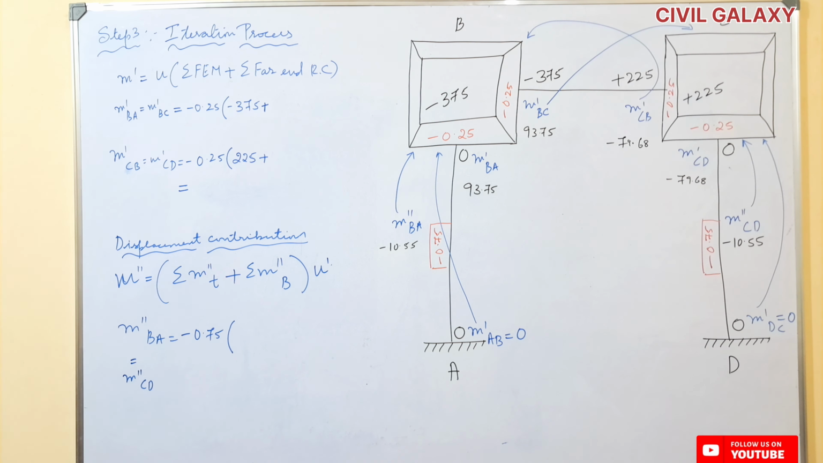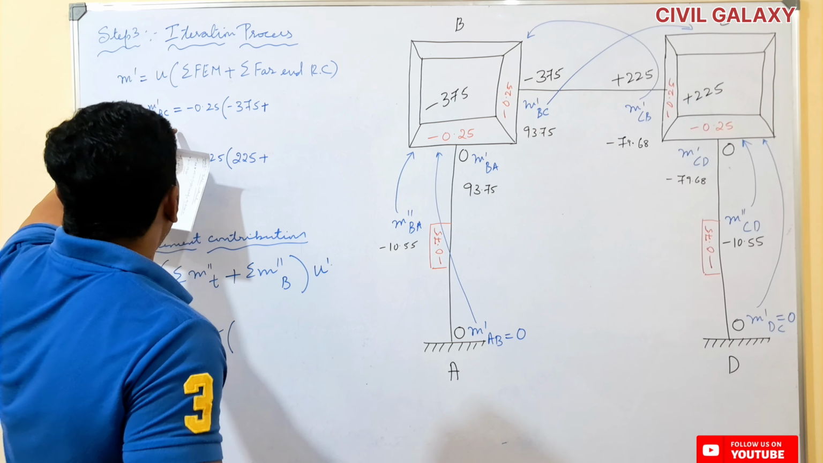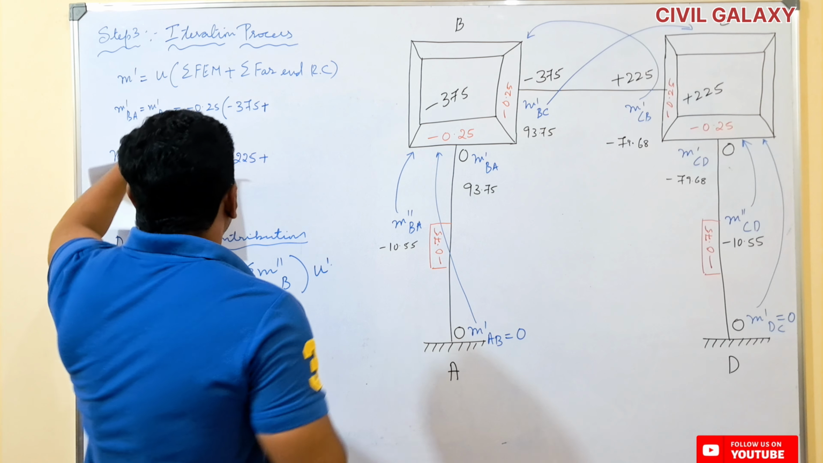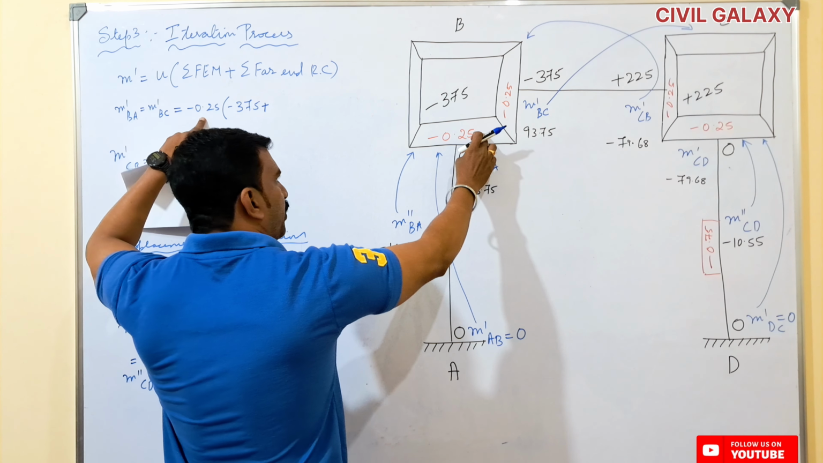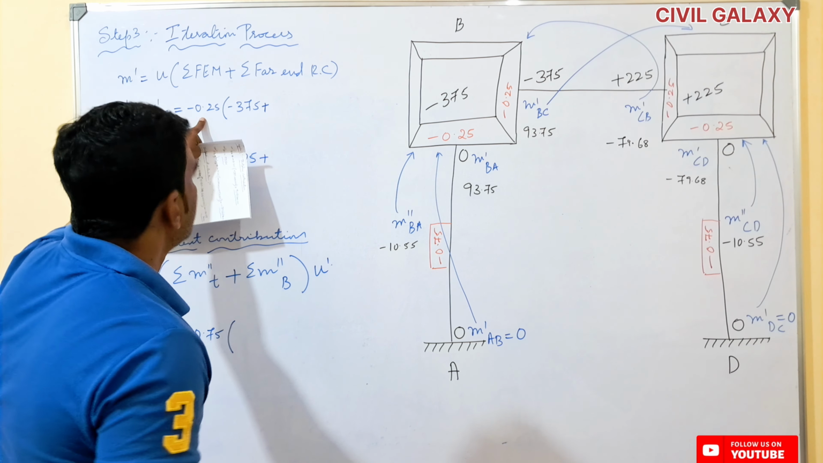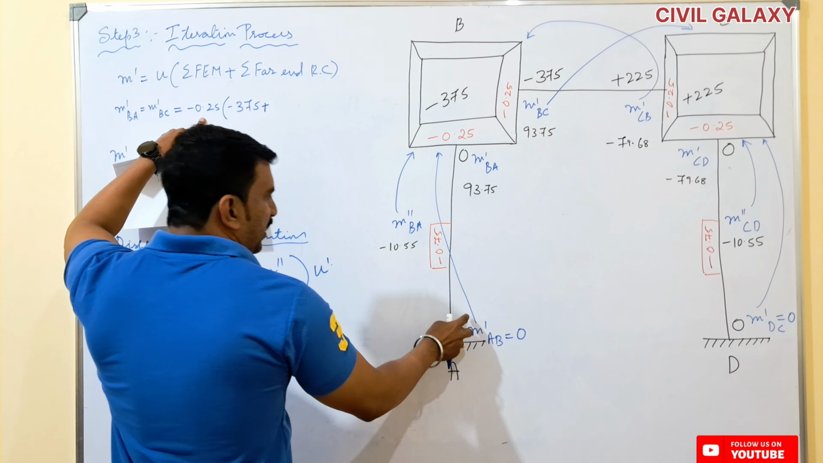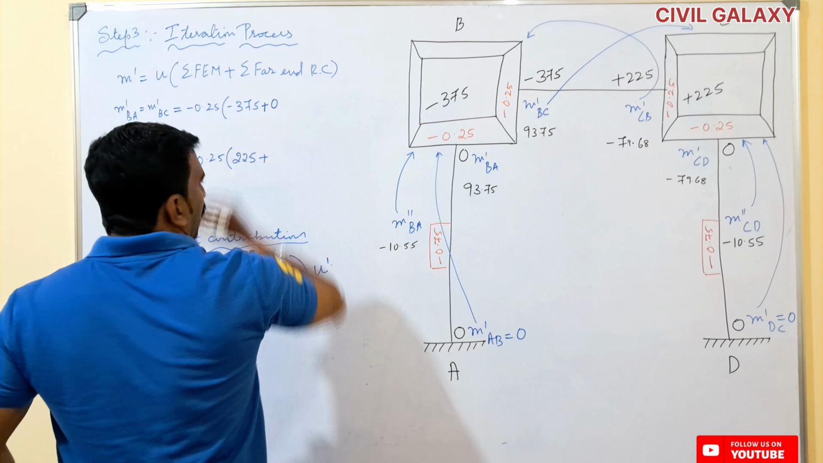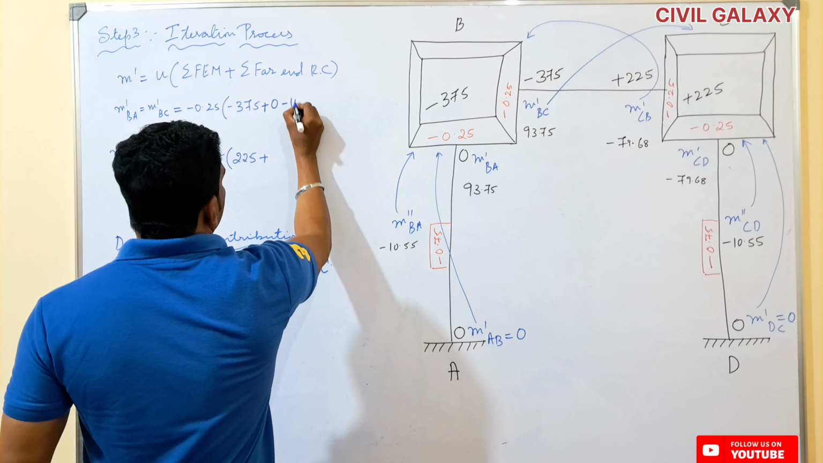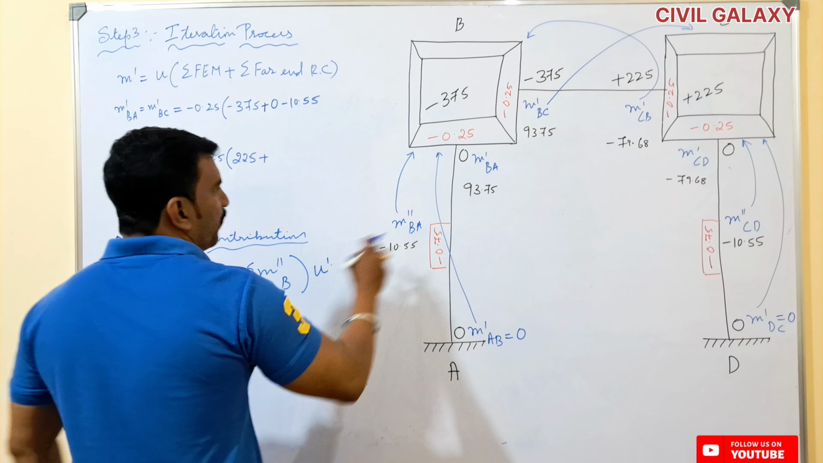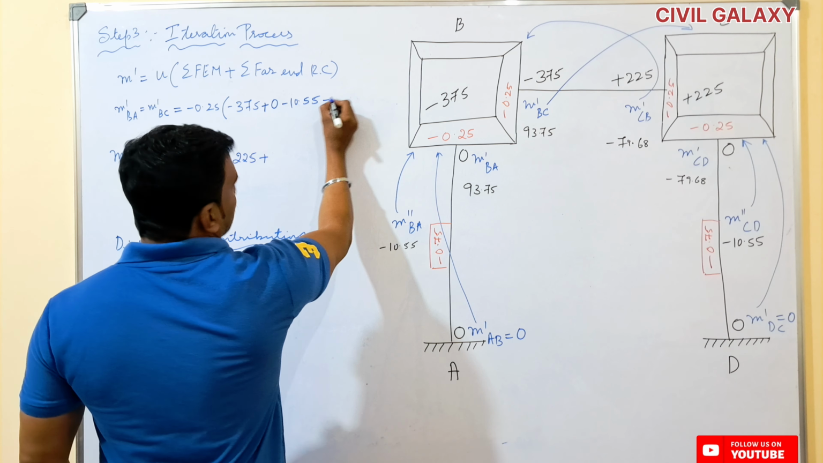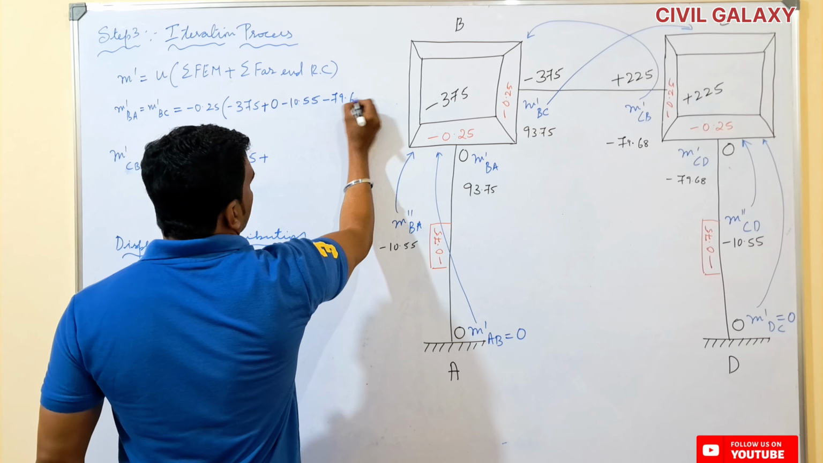So see here. If we take M dash BA and M dash BC over here, the rotation factor is minus 0.25, summation of fixed end moment is minus 375. Now if we consider the far end conditions, see here it will be 0. Also we are getting a far end condition here, we are having a new value, that is minus 10.55, and here we are having a new value, that is minus 79.68.